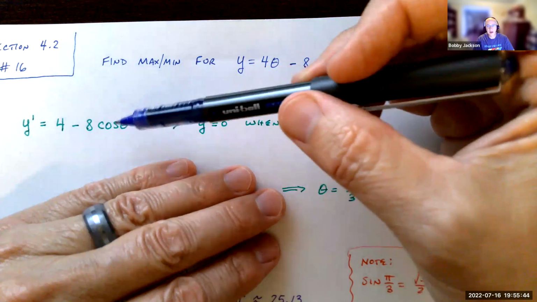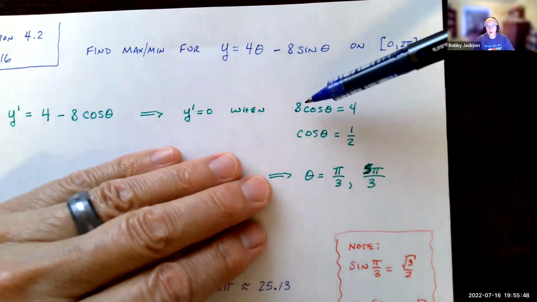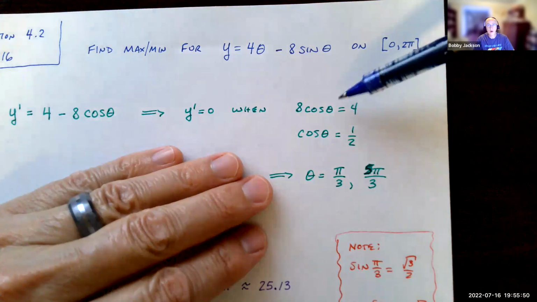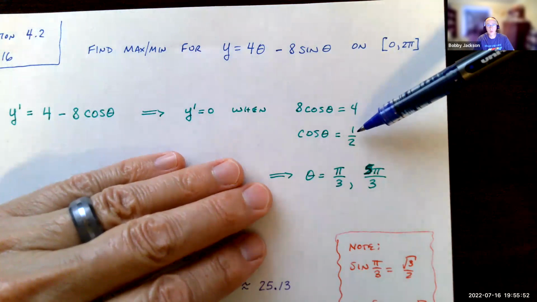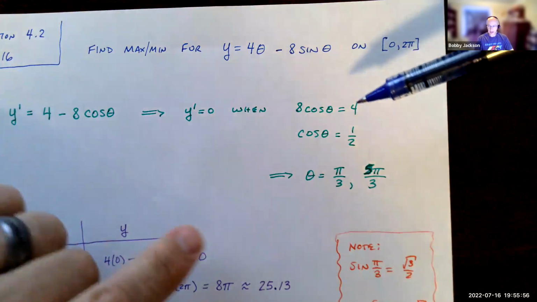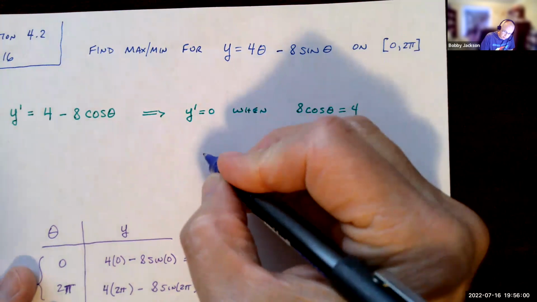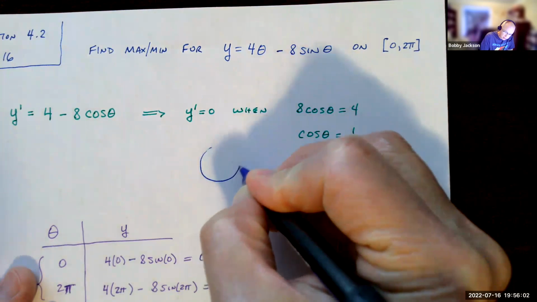It's never undefined, but it is equal to 0 when what? When 8 cosine theta is equal to 4, or when cosine theta is what? 1/2, 4 divided by 8. When is cosine theta equal to 1/2? Well, if you go to the unit circle, I don't have the unit circle with me, but you might want to double check and look at it.